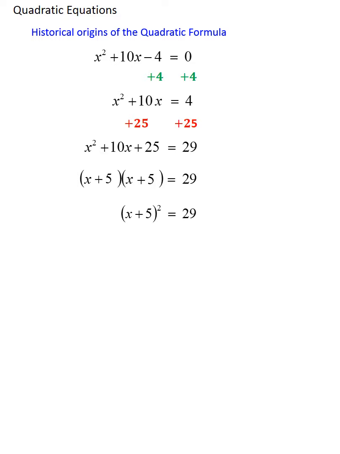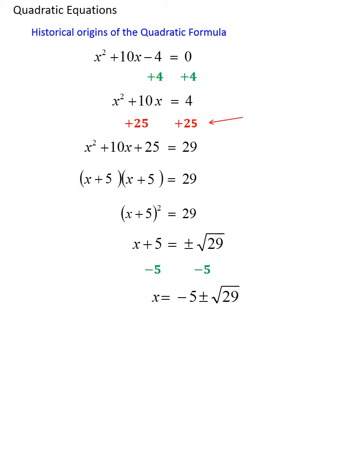And then, because they had something squared equals 29, they were allowed to apply what's called the square root property of the equation, which brings the squared to the other side as a square root and giving us two roots, the positive and the negative root. And then in order to solve for x, they would subtract 5 from both sides to get x by itself. And what ended up happening is they ended up solving the problem using a non-factoring method.